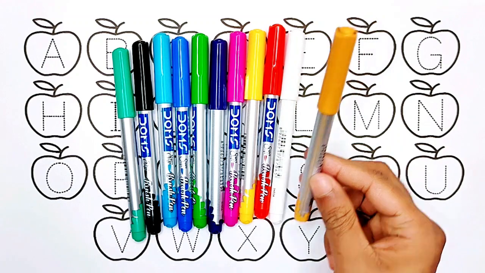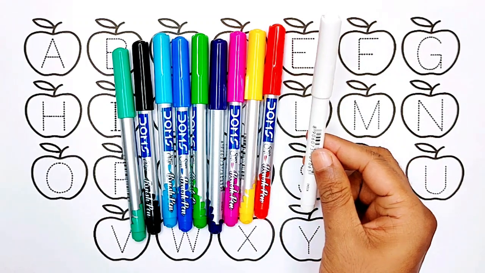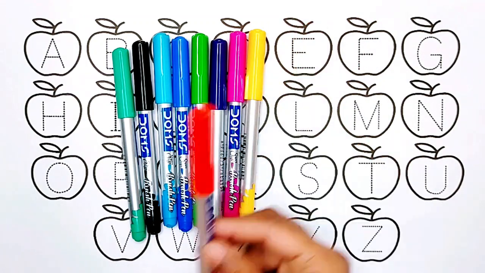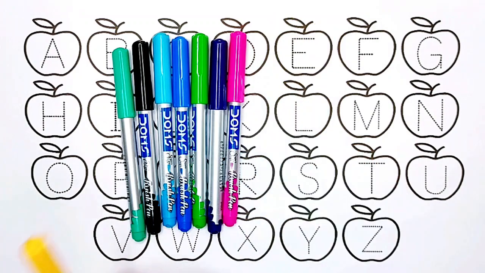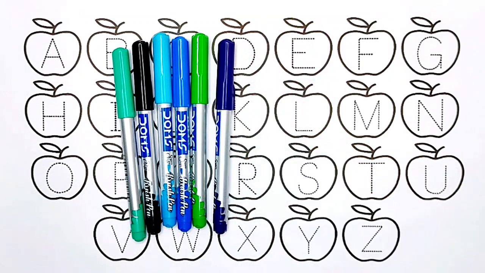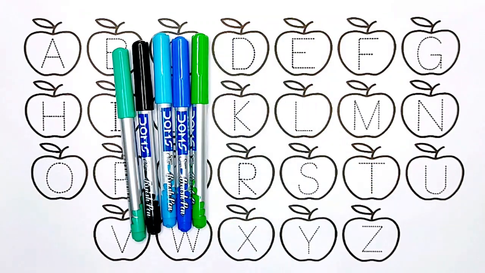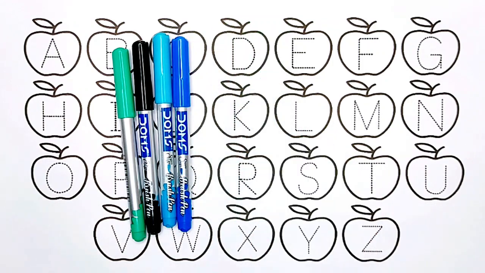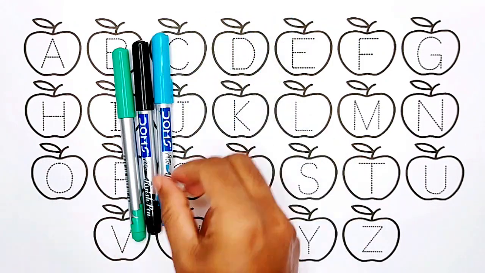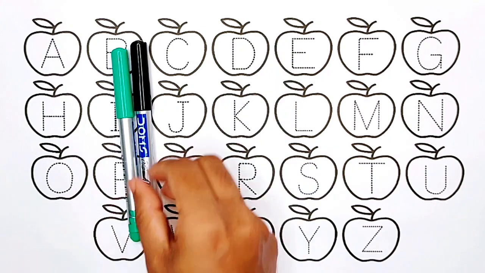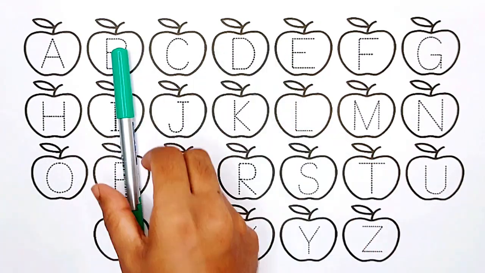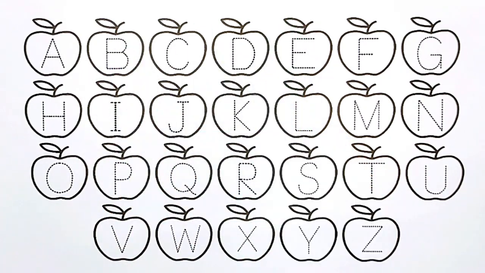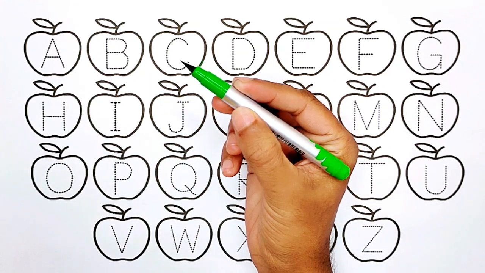Yellow brown color. White color. Red color. Yellow color. Pink color. Purple color. Light green color. Blue color. Sky blue color. Black color. Sea green color. Light green color.